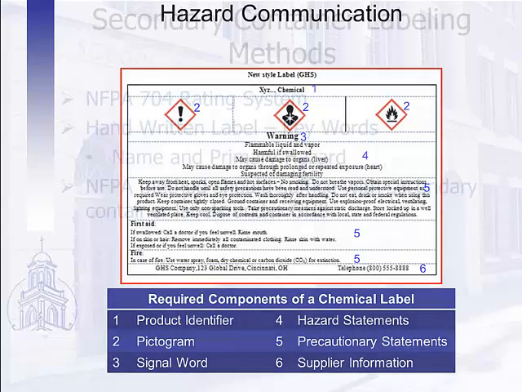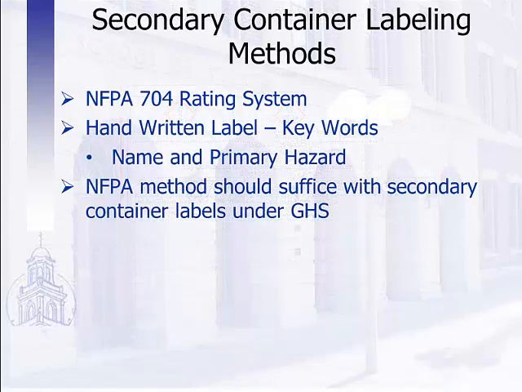There are a variety of ways to label a secondary container. This includes the NFPA 704 rating system, Hazardous Materials Information Systems, Department of Transportation labels, or by simply writing the name of the chemical or product and the primary hazard. Example: ethanol and flammable liquid.